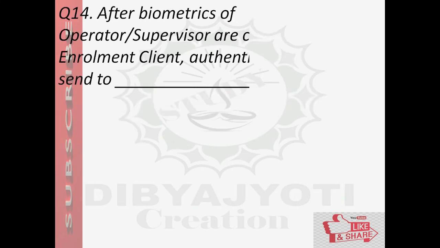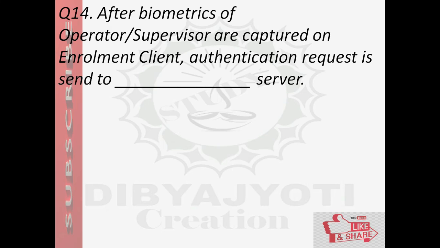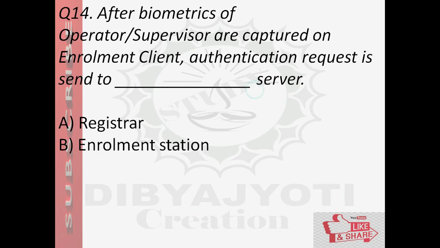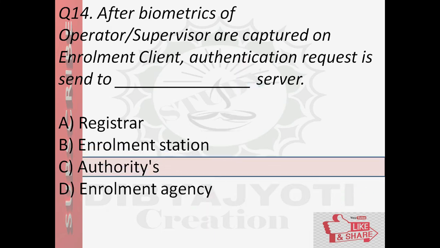Then next, question number 14. After biometrics of operator or supervisor are captured on enrollment client, authentication request is sent to test server. Options A, registrar. Option B, enrollment station. Option C, authorities. Option D, enrollment agency. And answer is option C, authorities.